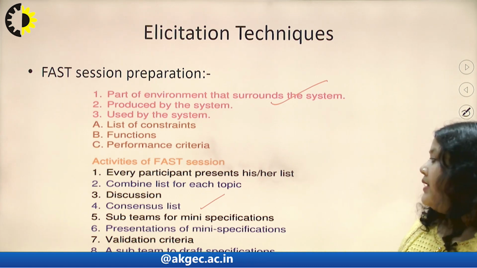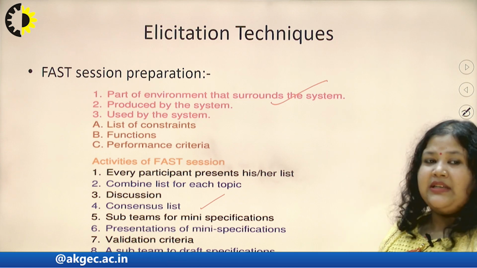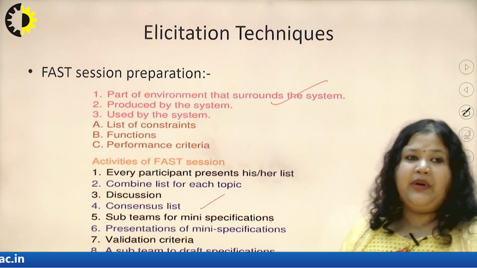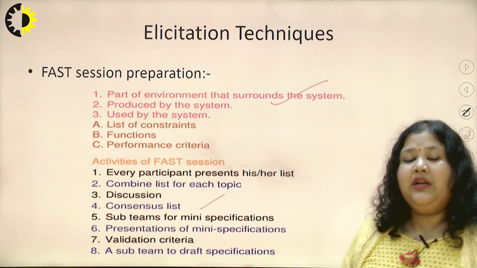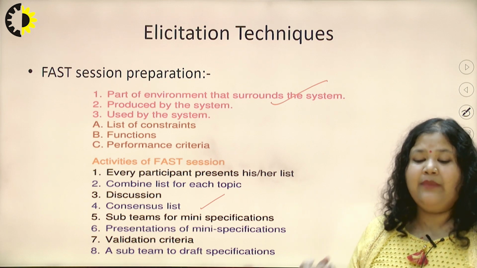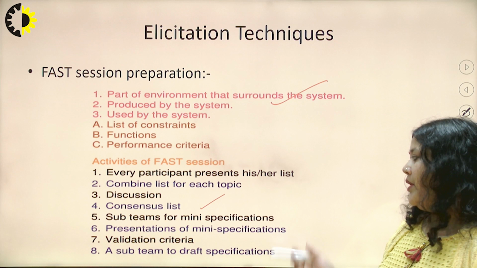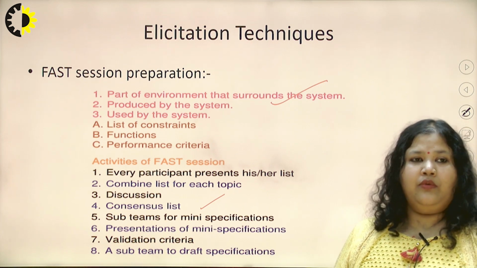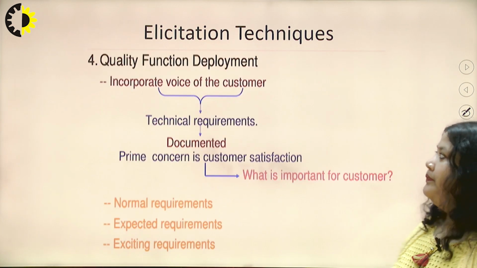Next is the sub teams for the mini specifications, and the presentations of the mini specification. That means we have to define a sub team with respect to the main presenter. Each and everyone defines the main objective for that particular problem and presents the solution of that problem. Now the validations: how many validations you have to define in a project. So these are the basic activities of the FAST session.